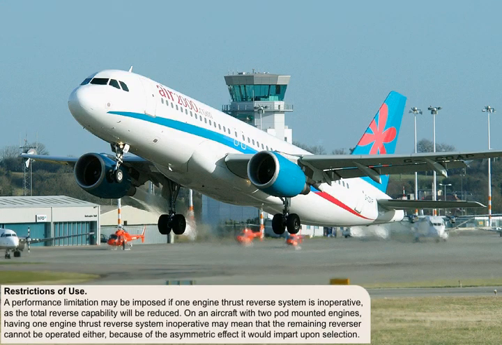There may also be a performance limitation imposed if one engine thrust reverse system is inoperative, as the total reverse capability will be reduced, and on an aircraft with 2 pod-mounted engines, having one engine thrust reverse system inoperative may mean that the remaining serviceable reverser cannot be operated either, because of the asymmetric effect it would impart upon selection. This concludes the lesson on reverse thrust.